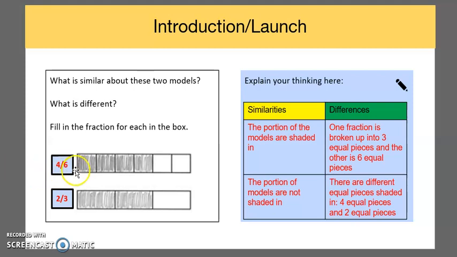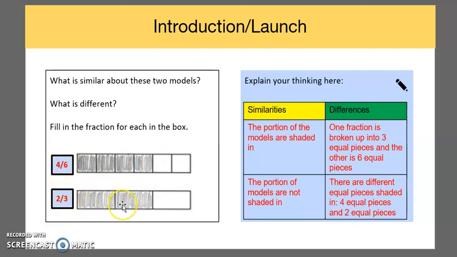So for the first diagram, our fraction is 4/6. We first count how many equal pieces we have: 1, 2, 3, 4, 5, 6. That number goes on the denominator, which is on the bottom. The top number is how many pieces are shaded. So here we have 1, 2, 3, 4. There are 4 pieces that are shaded. Therefore, our fraction is 4/6.